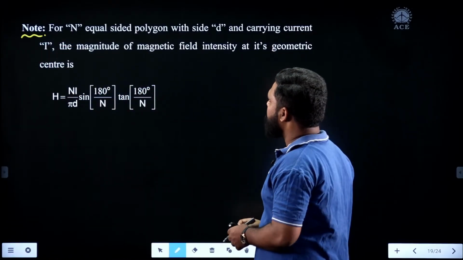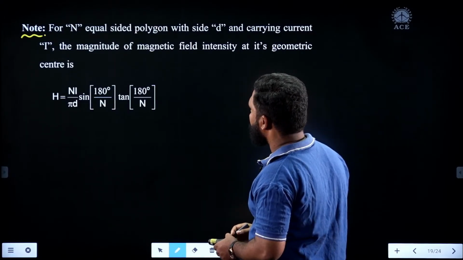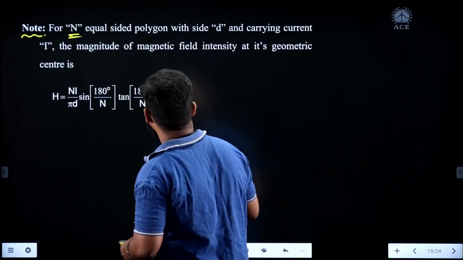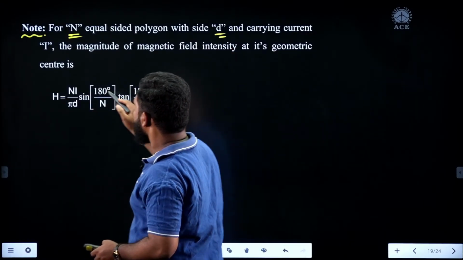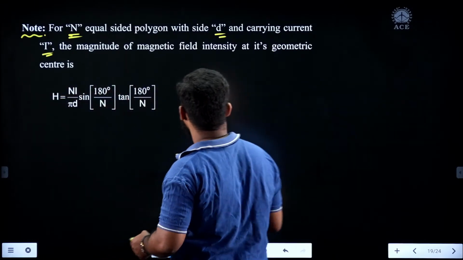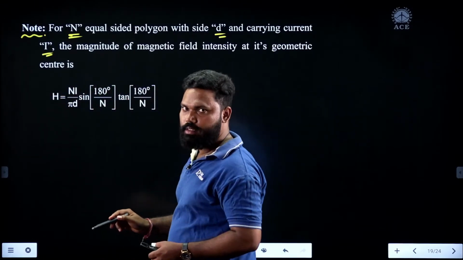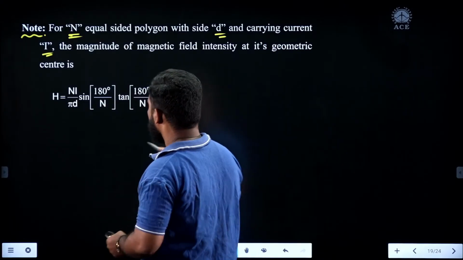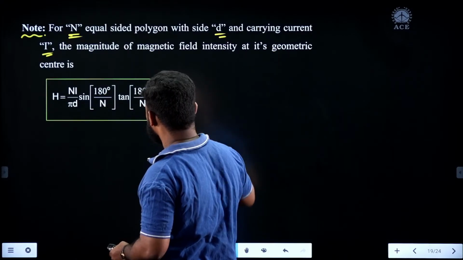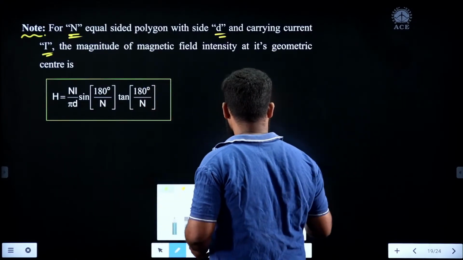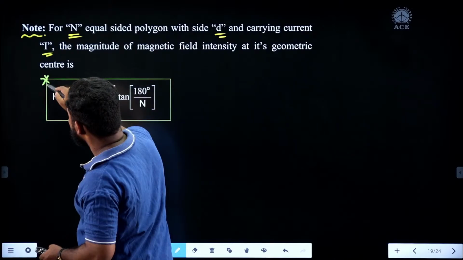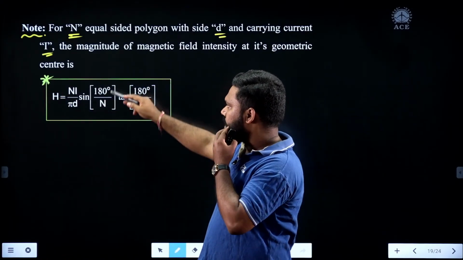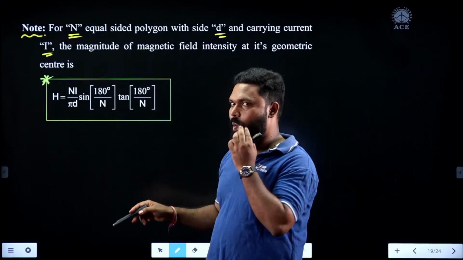For an n equal sided polygon with side d and carrying the current I amperes, the magnitude of magnetic field intensity at its center is, this is the formula you must remember. This is going to save our time. So magnetic field at the center of the polygon is n I by pi d sin 180 by n tan 180 by n.